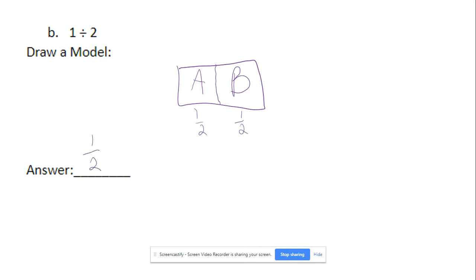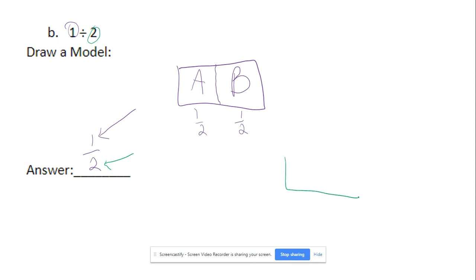Remember what we talked about a few weeks ago and yesterday as well? When we're dividing a whole number by a whole number, this first number up here, our dividend, becomes our numerator. And the second number that we're dividing by, our divisor, becomes our denominator. 1 divided by 2 is 1/2.